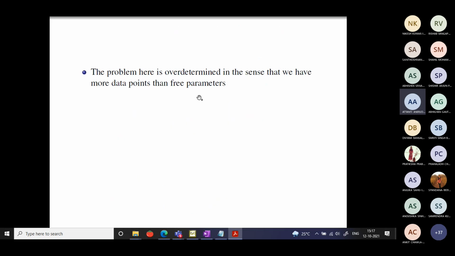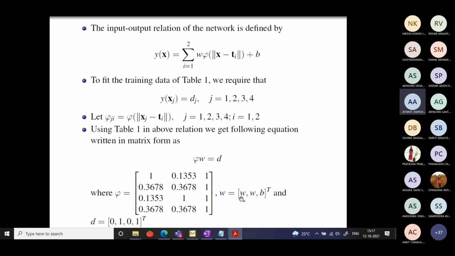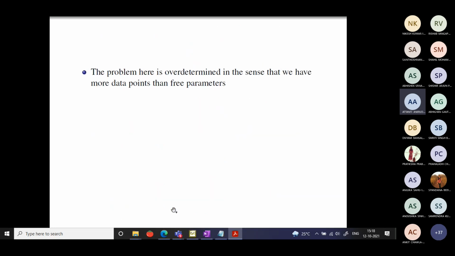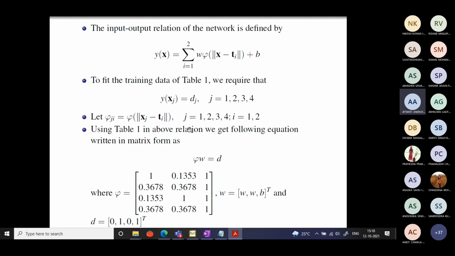Now the problem here is overdetermined, in the sense that we have more data points than free parameters. The free parameters are effectively 3, and the number of equations is 4. That's why it's overdetermined. If overdetermined things are there, definitely you cannot go for the conventional approach. It's not a square matrix anymore. So if you see here, it's not a square matrix.